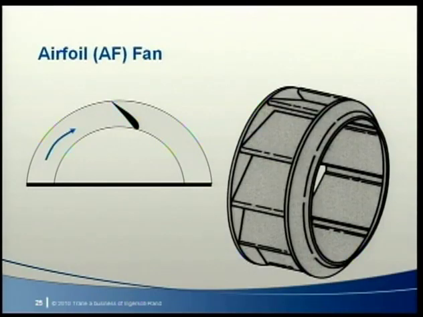A refinement of the BI fan changes the shape of the blade from a flat plate to an airfoil similar to an airplane wing. This smooth airflow across the blade surface reduces turbulence and noise within the wheel. The result is that an airfoil or AF fan is typically more efficient than the other fan types.